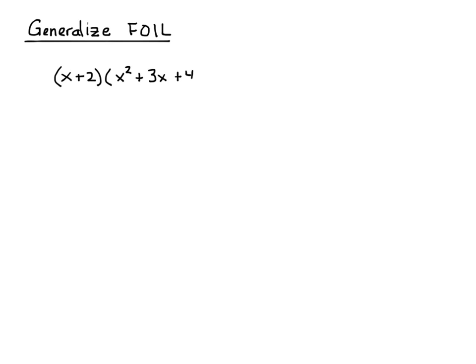Okay, so let's generalize FOIL then. The first, outside, inside, last only works for binomials, but we can multiply trinomials in much the same way. And if you recall the way I used arrows, you can do the same kind of thing when you have more than just two binomials. So what I'm going to do is just start. The x has to multiply everything, and then 2 has to multiply everything in the second polynomial. So we get x cubed, and then the second one, we get x times 3x makes 3x squared. Third one is x times 4 makes 4x.